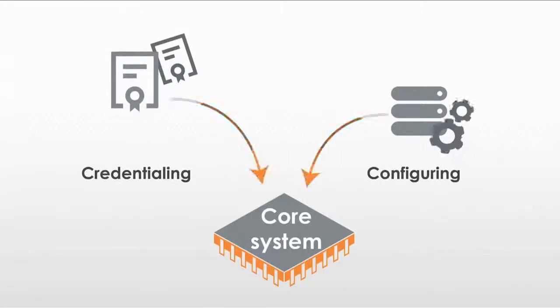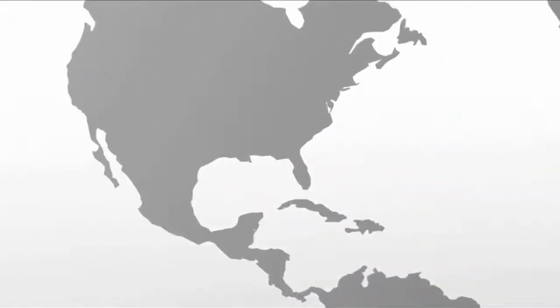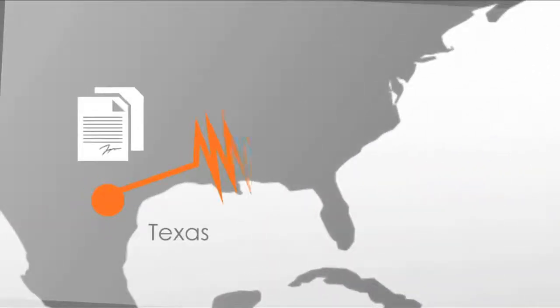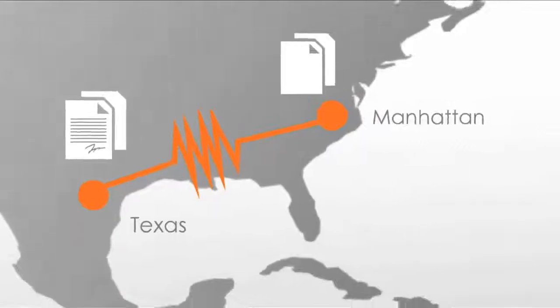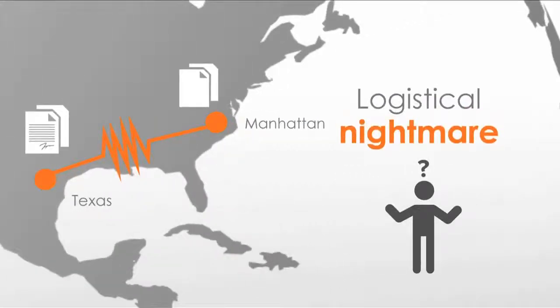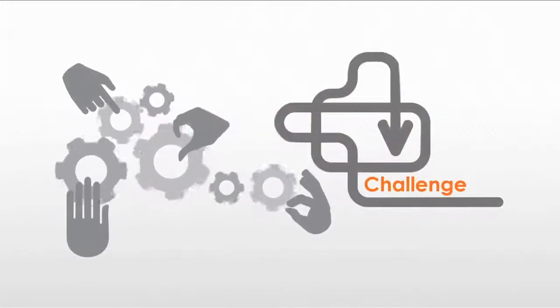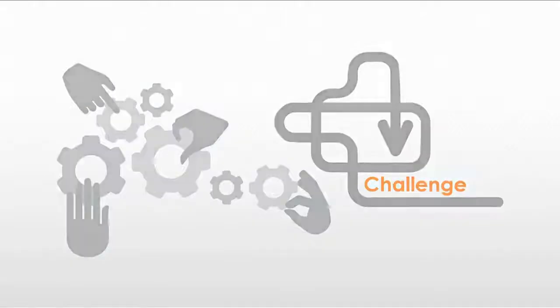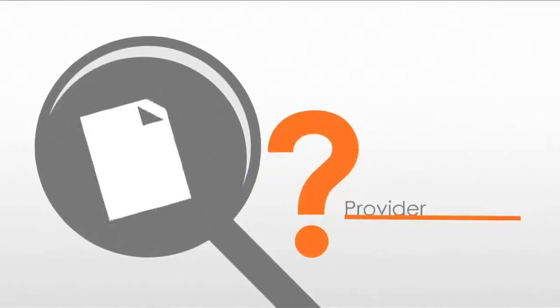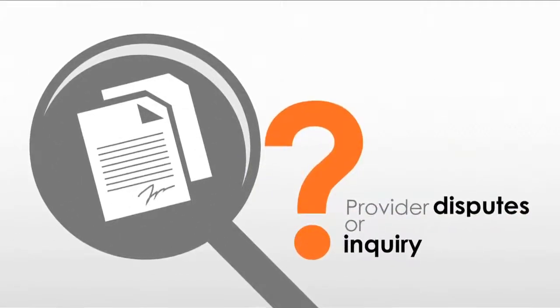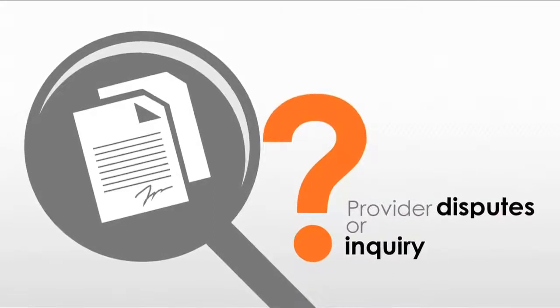solution becomes unmanageable and non-compliant. Retrieving documents in Manhattan for the contracts drawn in Texas becomes a logistical nightmare. The manual process can make communication between different departments and providers a high challenge, especially while negotiating or reviewing contracts or later during provider disputes or inquiries.